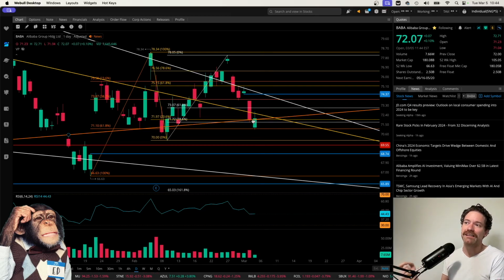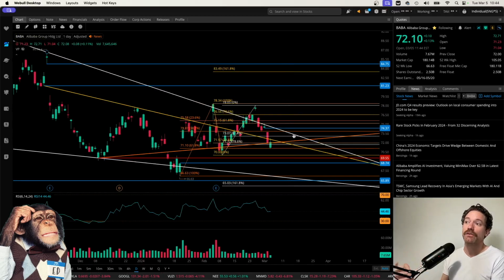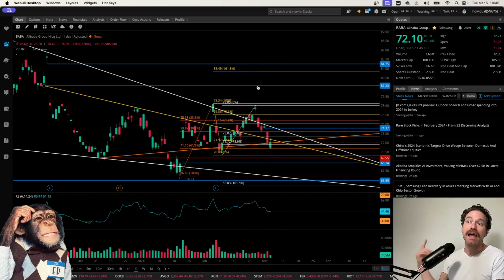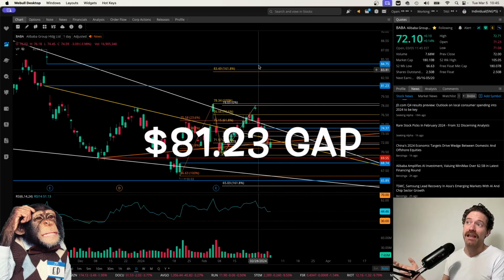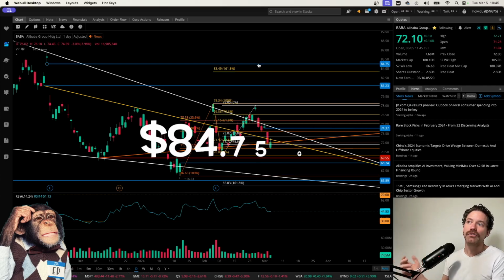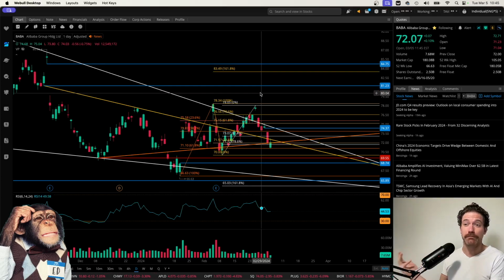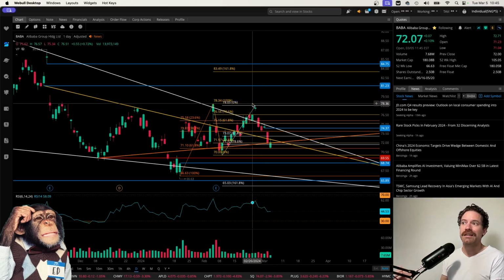Hopefully we hold that as support and can reclaim this yellow downtrend before making an attempt to get back out of this wedge, filling this gap here at $74.37. And then moving higher. I do think there is a lot of potential for the stock, potentially filling these gaps to the upside at $81.23 as well as at $84.75. So there is some potential to be getting to those levels in the next month or so. But first, we do need to be reclaiming these levels right around $78.